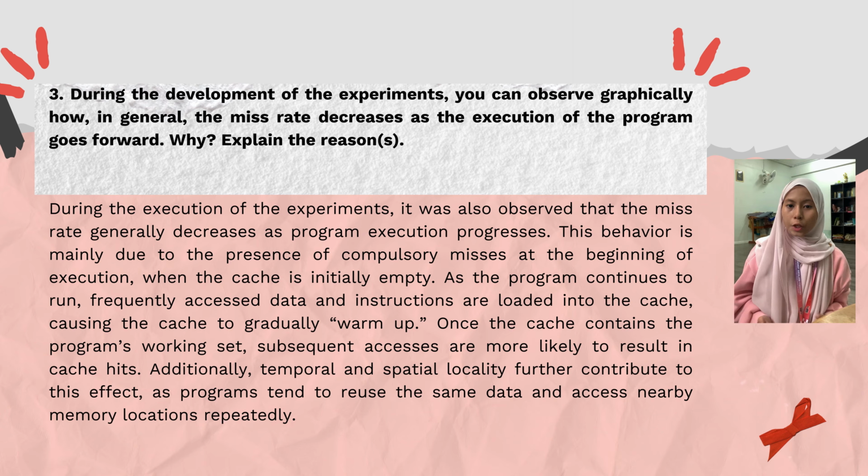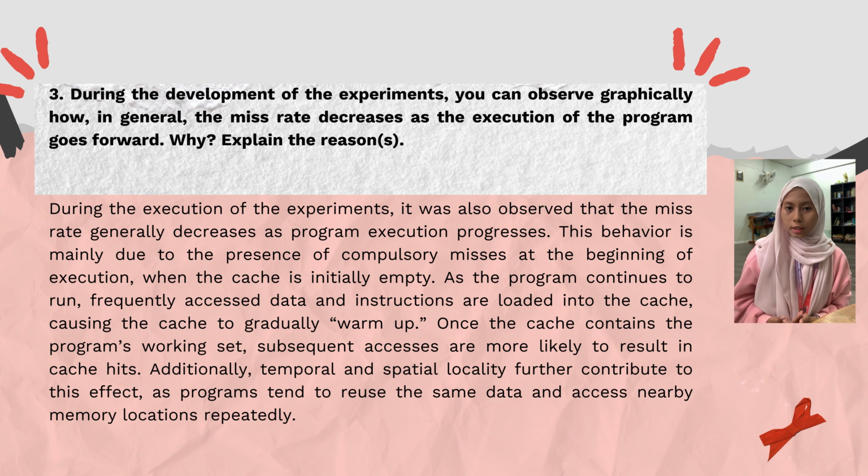This behavior is mainly due to the presence of compulsory misses at the beginning of execution, when the cache is initially empty. As the program continues to run, frequently accessed data and instructions are loaded into the cache, causing the cache to gradually warm up. Once the cache contains the program working set, subsequent accesses are more likely to result in cache hits. Additionally, temporal and spatial locality further contribute to the effect, as the program tends to reuse the same data and access nearby memory locations repeatedly.